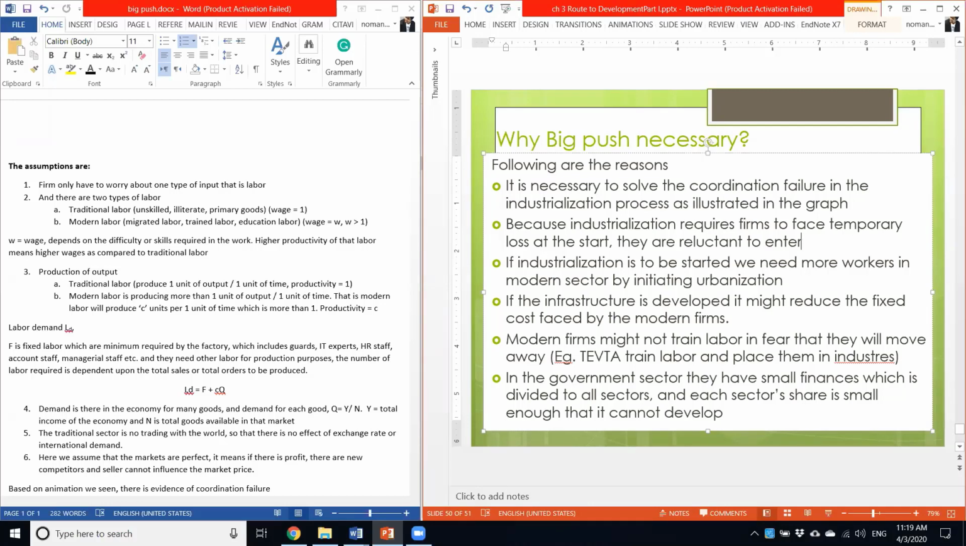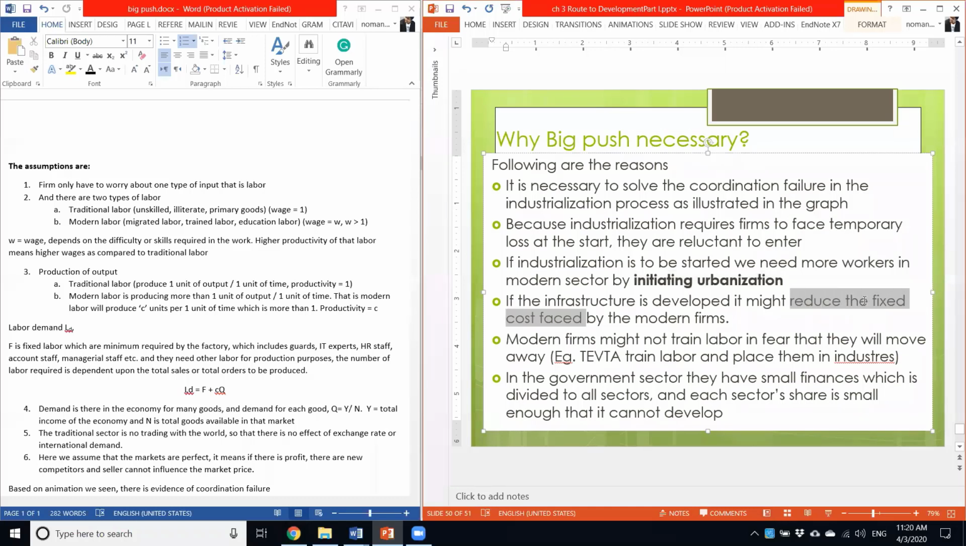So if modernization is to be started, we need workers in the modern sector by initiating urbanization. So we need to move some labor to that industrial area. If the industry is in the urban area, we need to initiate urbanization so that the skilled workers are bunched together in that urban area. And secondly, if the infrastructure is developed, it might reduce the fixed cost faced by the modern firms.